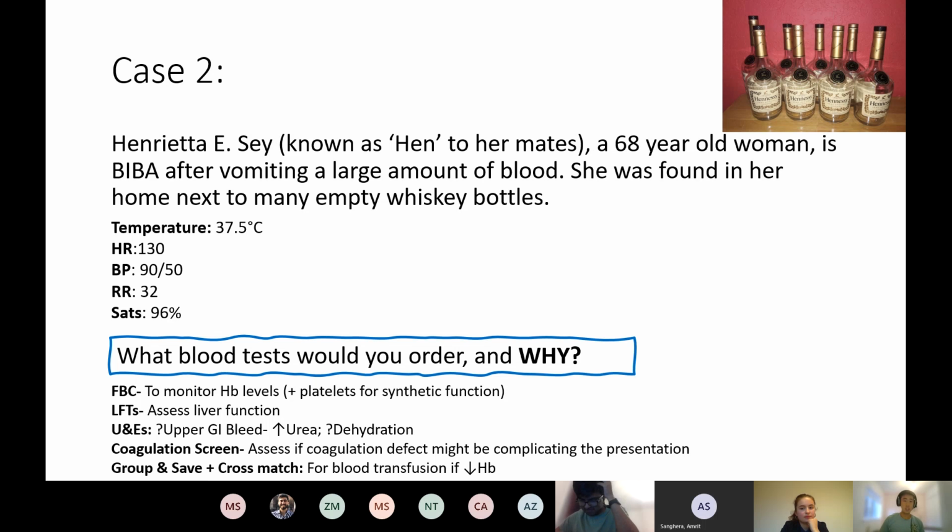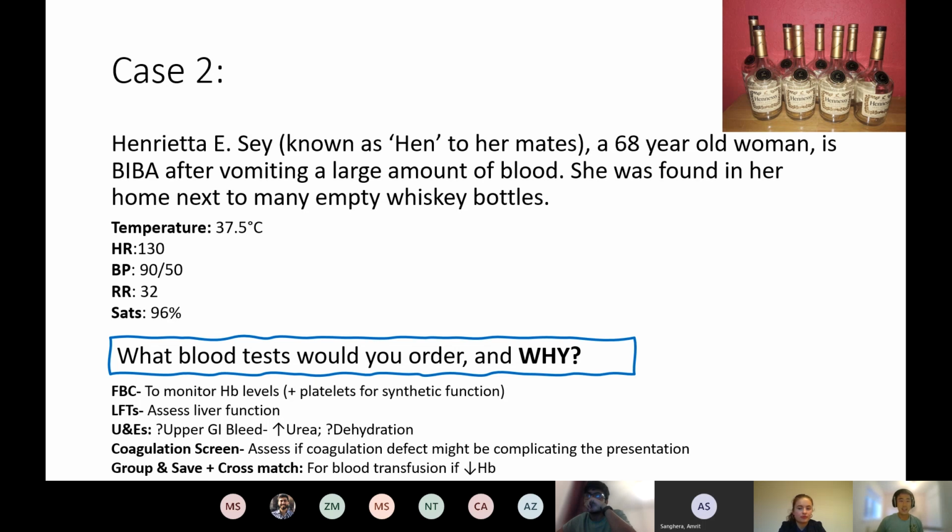Anemic, very, very good. Yeah, if she's vomiting loads of blood, she might have low HB, and we'd use that to decide whether we need to give her a blood transfusion or not. Thinking about blood transfusions, what else might be really useful in this patient? Yeah, group and save. Well done, Somar.